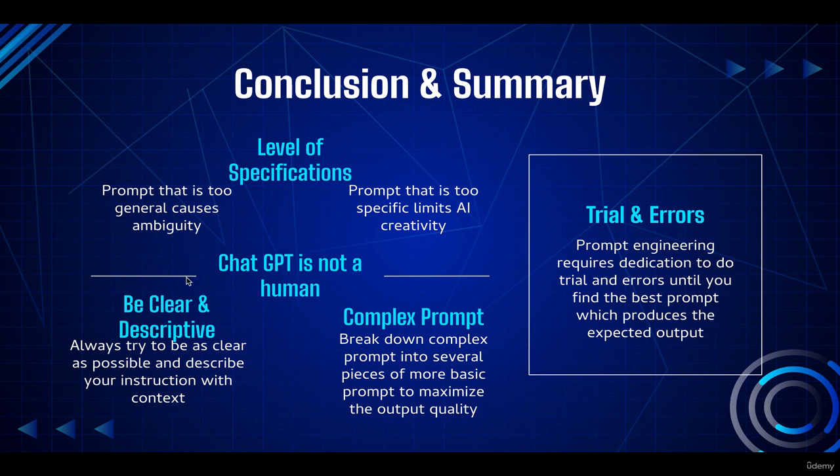Let's move on to the second thing here. ChatGPT is definitely not a human. Therefore, you need to be as clear as possible. You need to be as descriptive as possible, making sure ChatGPT understands what you really want and what you're expecting to get. So always try to make your instructions very clear and also provide context. Because if you don't provide context, ChatGPT is going to interpret your prompt very creatively, to the point where sometimes the output is not very relevant to your request. So make sure that you keep that in mind.